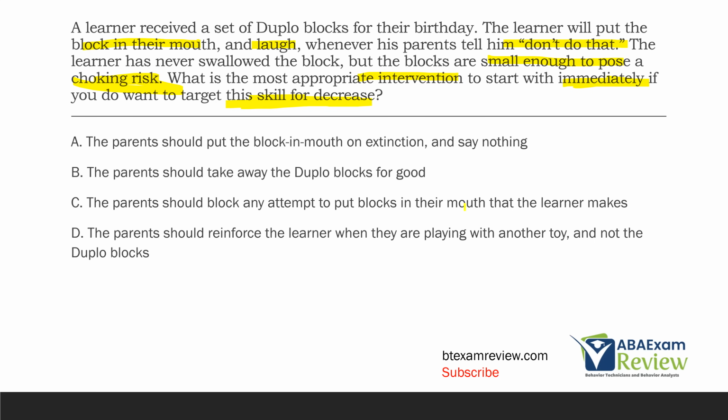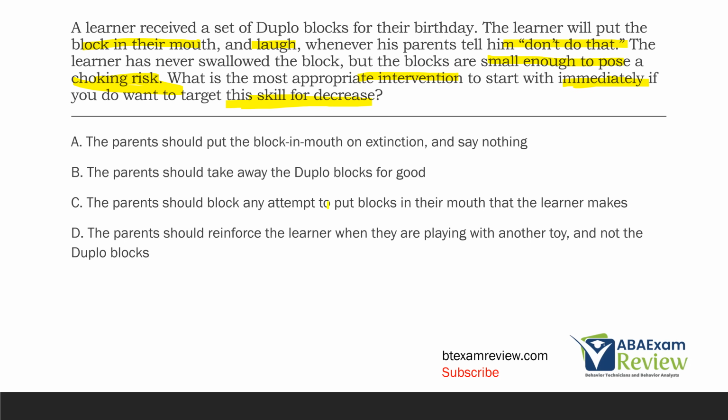For now, anytime you see them about to put a block in their mouth, you have to stop that attempt. And the difference between B and C is with C, they can still engage in the response and we can stop them. B, they cannot because the blocks are gone. So with C, there's still a possibility for us to decrease the behavior. At least with C, we're to the point where we're going to keep them safe first and then move forward with a different intervention.